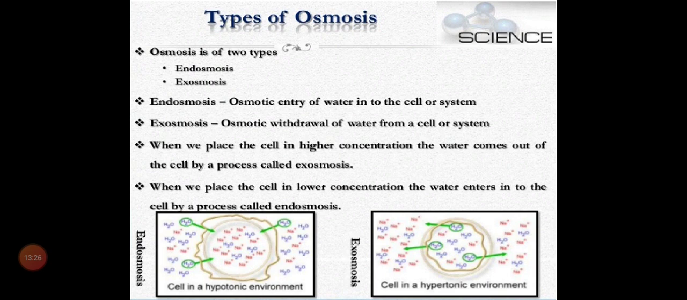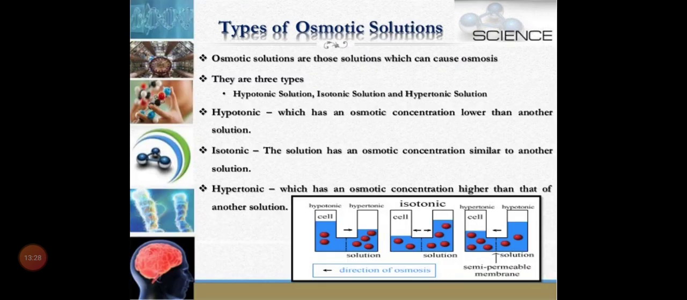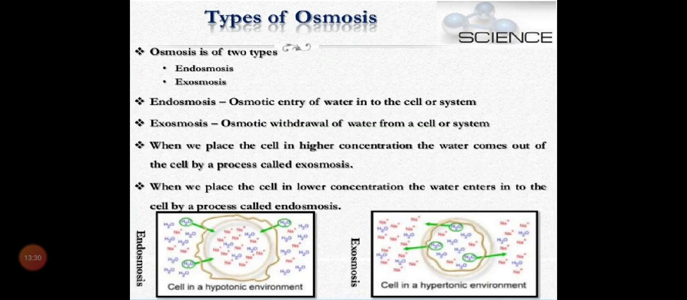Clear, children? In the next class we'll continue with one more topic, very simple, types of solution: hypertonic, isotonic. That alone we'll see in the next class. I think you are clear about the structure of the microscope, what is osmosis, what are the types of osmosis, what is endosmosis and exosmosis. Please do endosmosis and exosmosis at home. And next class I'll ask questions based on this, and I'll continue with the types of solution.